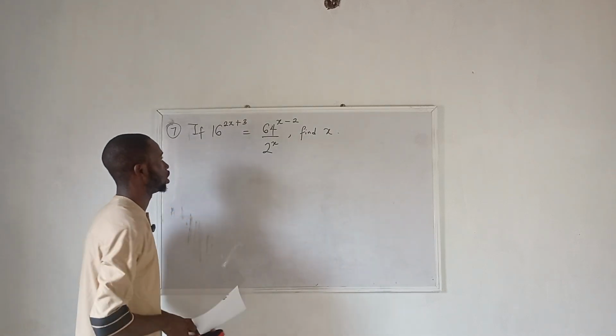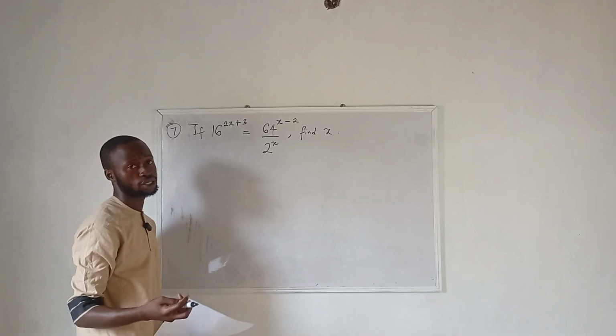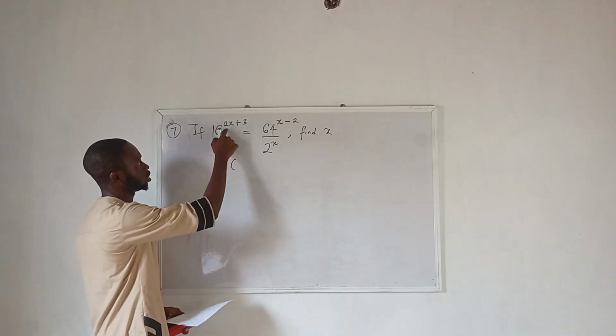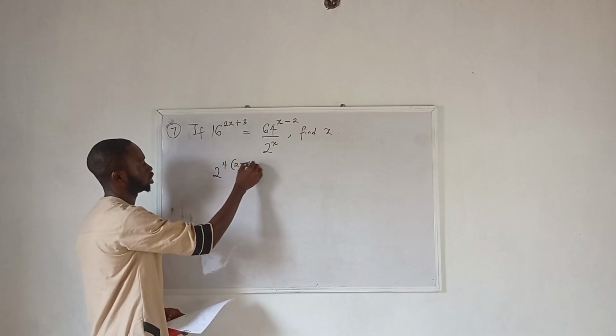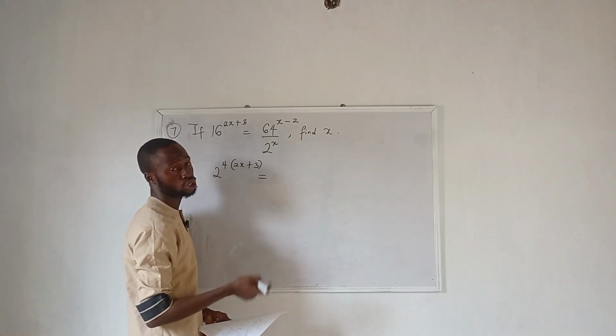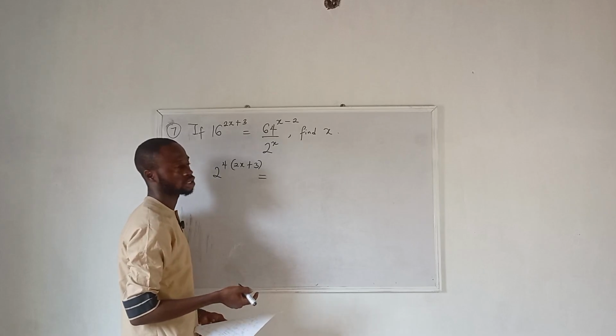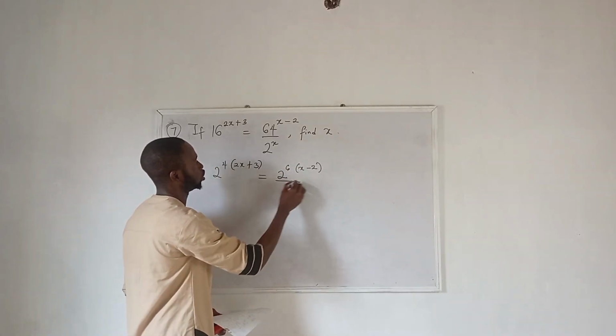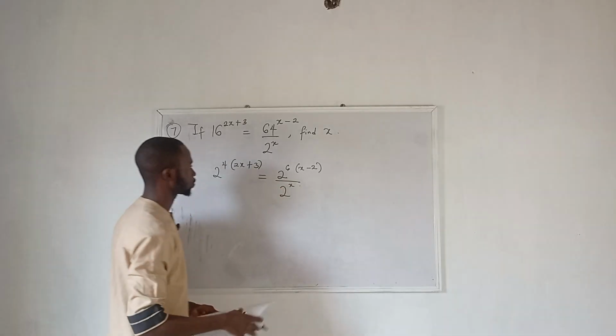So this 16 here, I can write 16 as 2 raised to the power of 4. You have 2 raised to the power of 4 as 16, then repeat the power that was initially there. Then you have equals 64, which is 2 raised to the power of 6. 2 raised to the power of 6 is 64. You have x minus 2, then over 2 raised to the power of x.